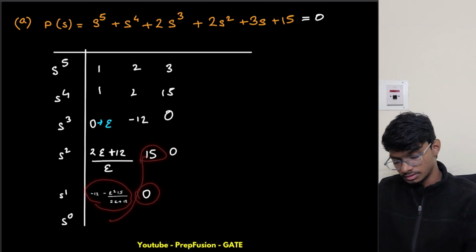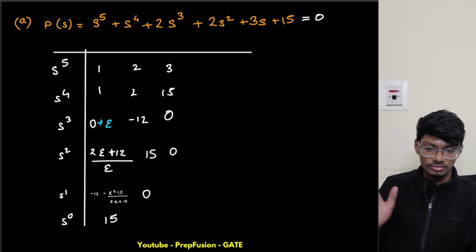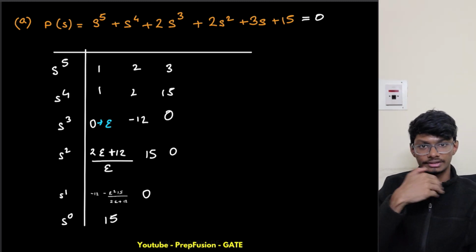Because I have a 0 over here, so we get 15 over here. And this will be 0, right? Again, like this I don't need to write, because this will go on to nullity, right?